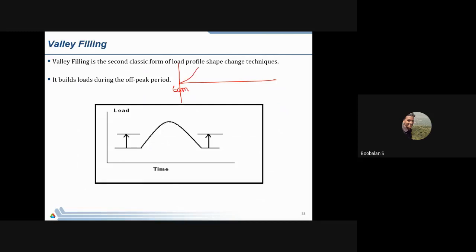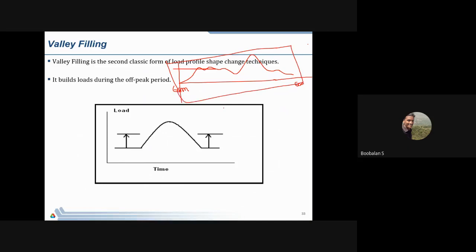At 10 a.m. it will be somewhat high. At 12 it will be somewhat high. At 2 p.m. it will be somewhat here. At 4 p.m. and from 6 to 10 p.m. it will be very high. Then at 11 p.m. and 12 it comes down until morning 6 a.m. So this is a load curve from 6 a.m. to 6 a.m., and this entire load curve indicates your load pattern.